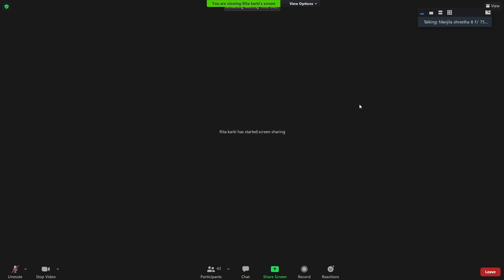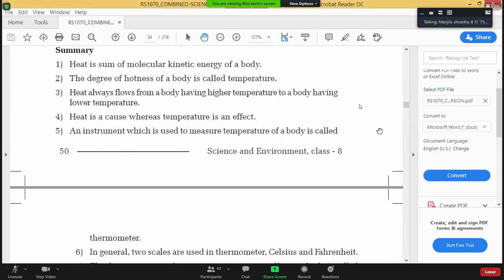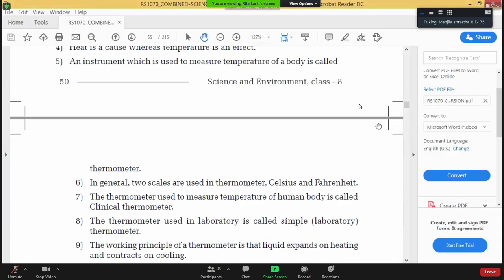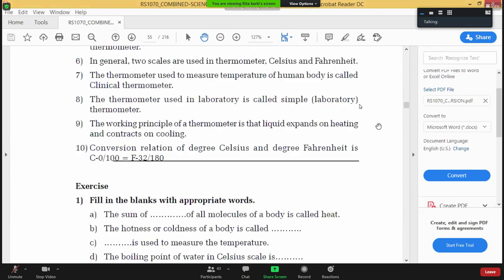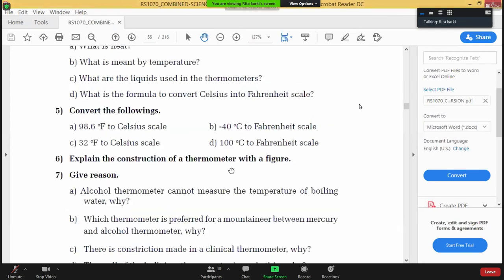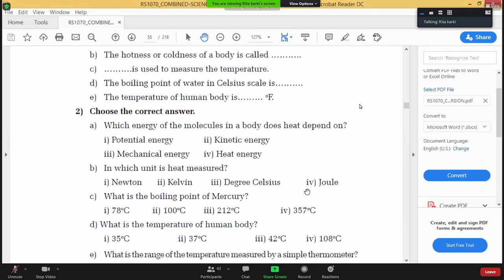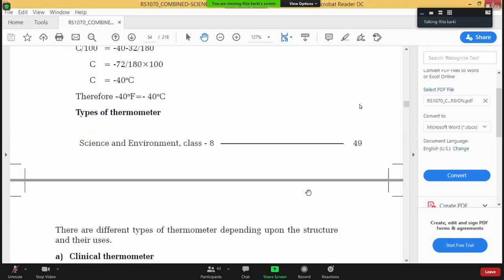Can you please tell the give reason of question number A? Alcohol thermometer cannot measure the temperature of boiling water. Why? Because what is the boiling temperature of alcohol? 78 degrees. The boiling temperature of alcohol is 78. You can go up and see here.